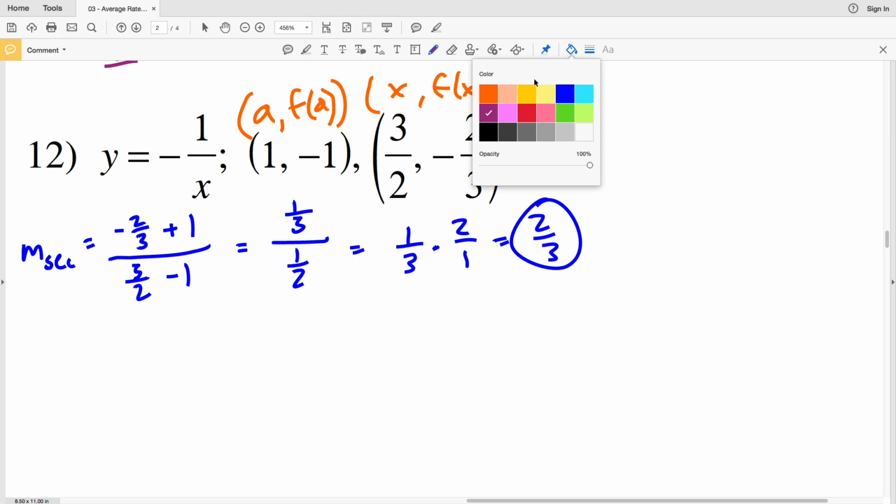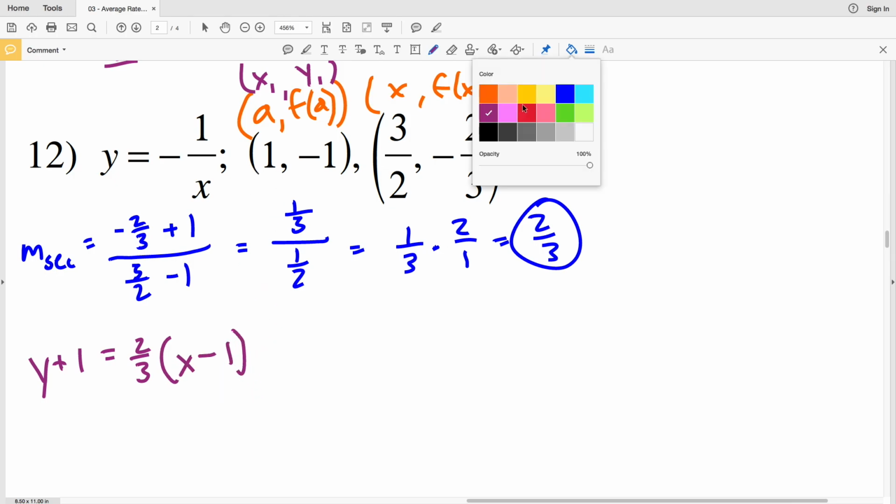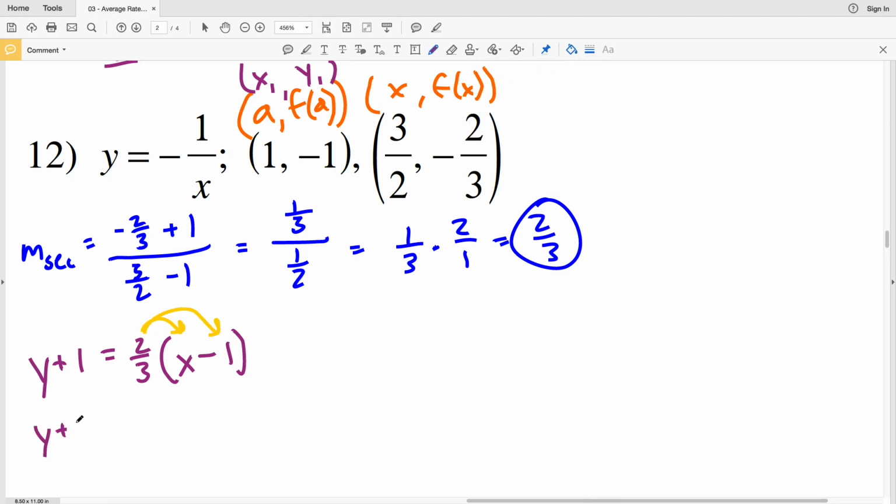Now it's time for point slope form. And for x1, y1, again, I'll use a, f of a. x1 for a, f of a is y1. x1, y1, a, f of a. So y minus y1 is y minus negative 1, which is y plus 1, and that equals our slope of 2/3 times x minus x1, which is x minus 1. Distributing that 2/3, I'll get y plus 1 equals 2/3 x minus 2/3.